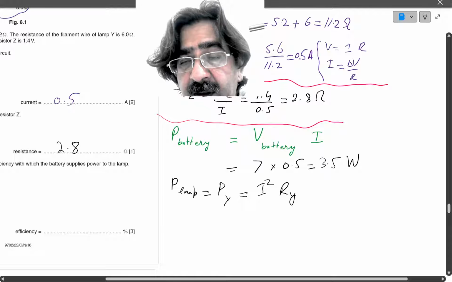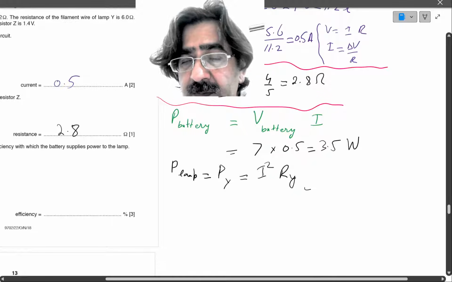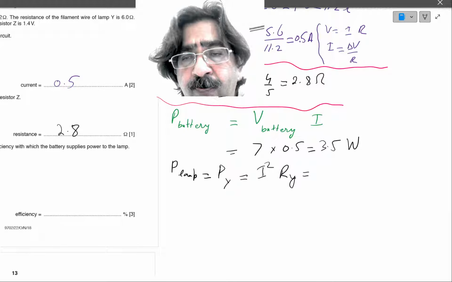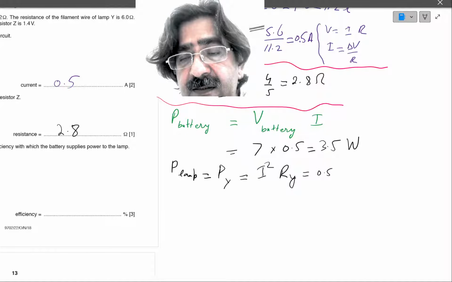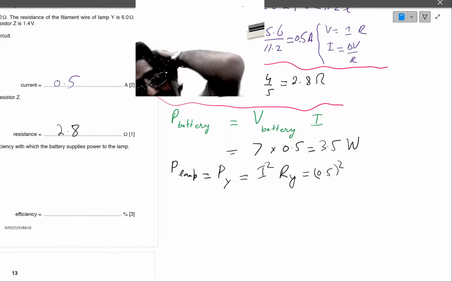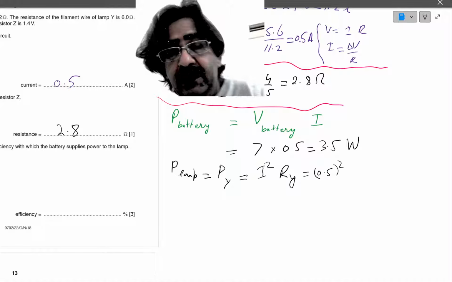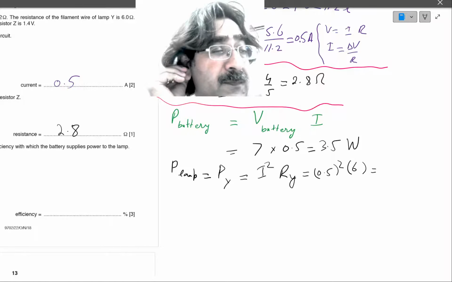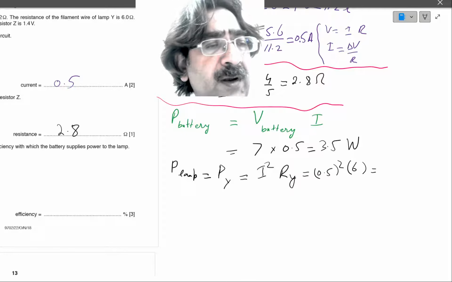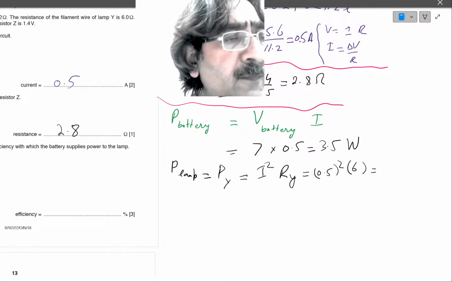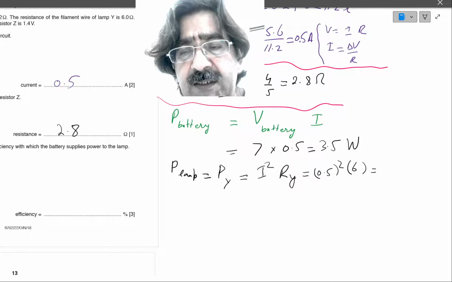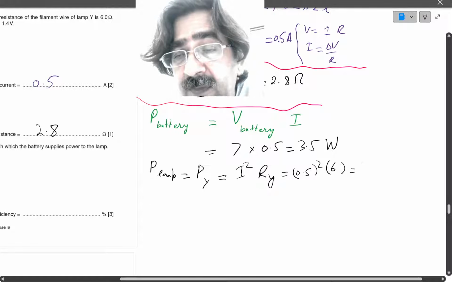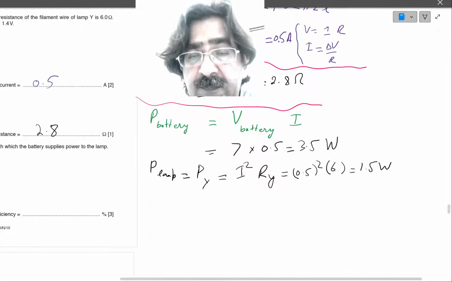So I is, sorry, I is 0.5 ampere, and resistance is 6 ohm. So the resultant will be, when we calculate, 1.5 watt. 1.5 watt. Okay.